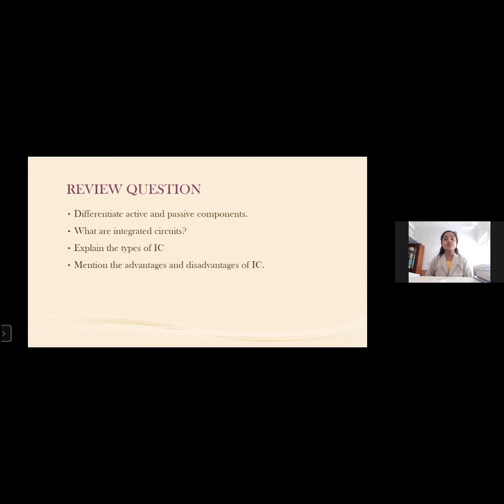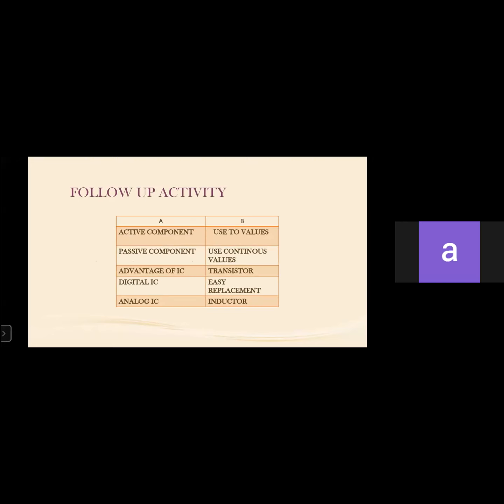Now, moving on to the follow-up activity. So here comes the follow-up activity for the session. Here you can see that a match the following is prepared, and in column A we have active component, passive component, the advantages of IC, digital IC and analogous IC. What you need to do is match the correct answers from column B. So that's all about the follow-up activity.